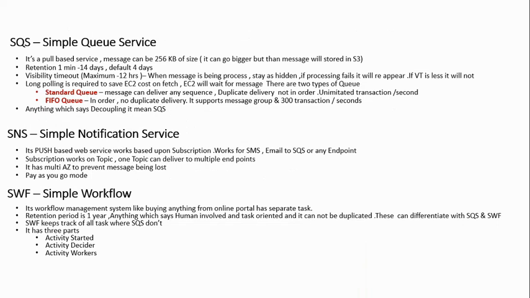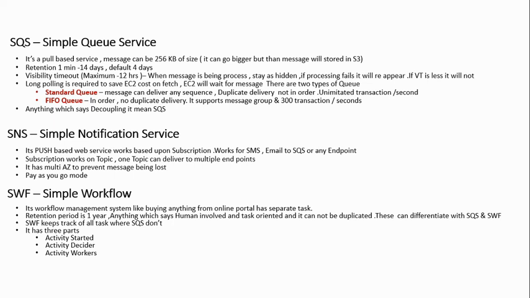Okay, so let's understand these three things: SQS, SNS, and SWF. SQS is Simple Queue Service, SNS is Simple Notification Service, SWF is Simple Workflow. There will be a lot of questions around comparing SQS, SNS, and SWF. SQS, as the name suggests, is a queue, right? It's a pull-based service where you can have a message size of 256 KB, but you can go much larger than that, in which case the data is stored in your S3 bucket. Retention is 1 minute to 14 days, and the default is 4 days.